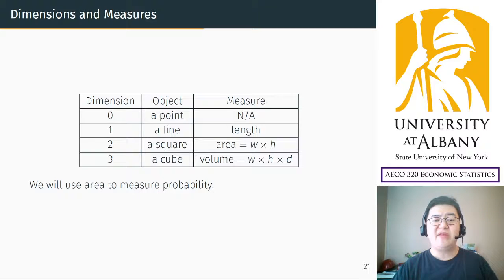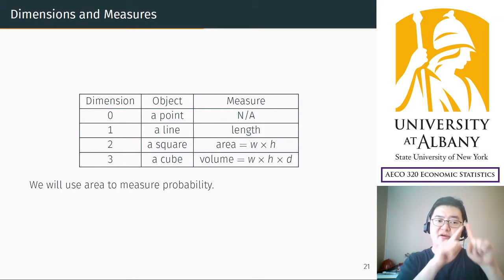And if you want to extend to the next level, square, square, square, square, square, then when you accumulate them, it will become a three-dimensional cube. Cube, you know how it looks like. A cube is an object in 3 dimensions, so its measure is a volume. Volume is multiplication of width, height, and depth. So that's a very simple idea.